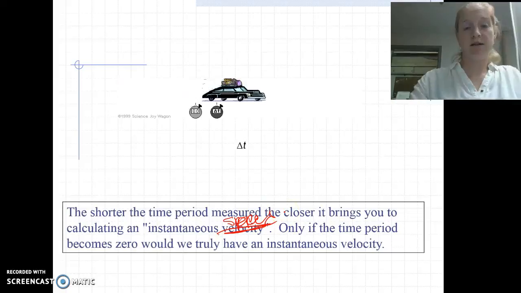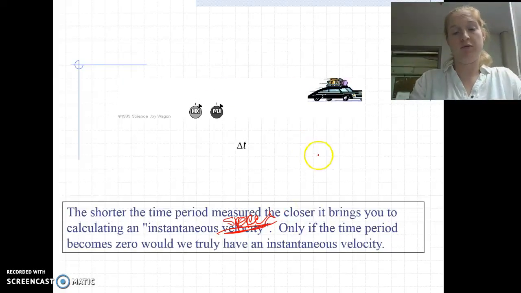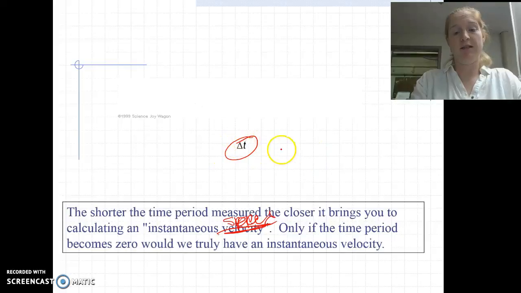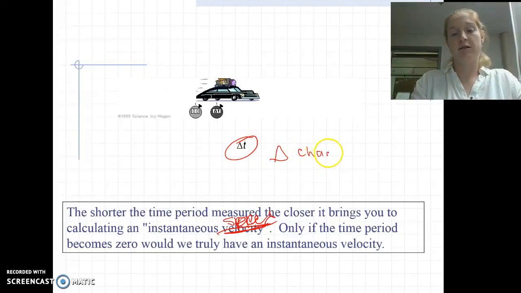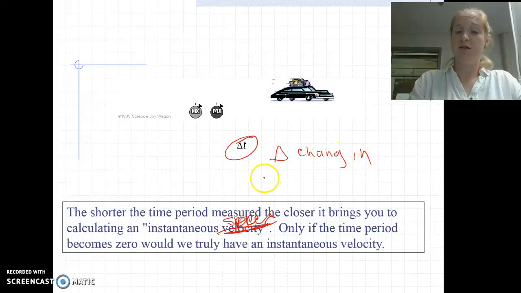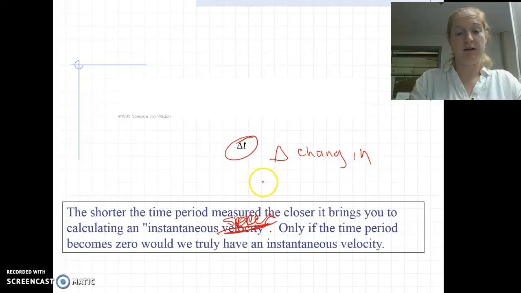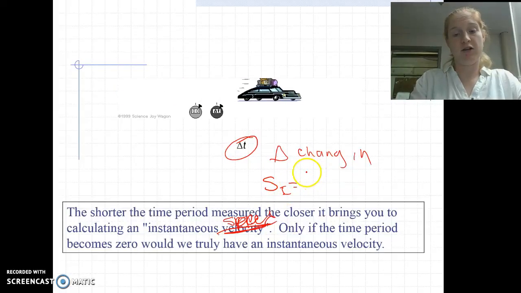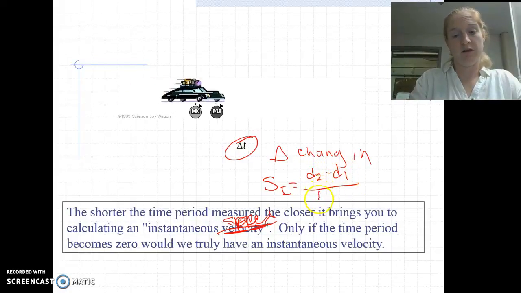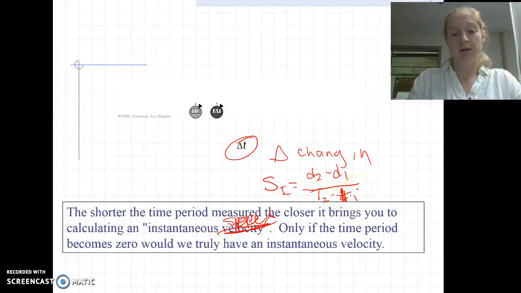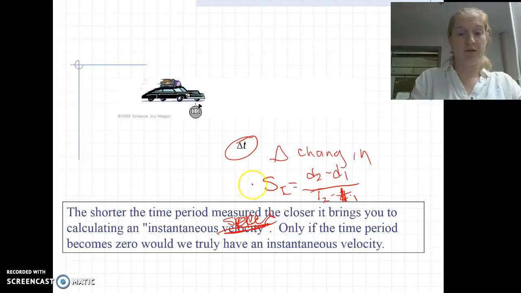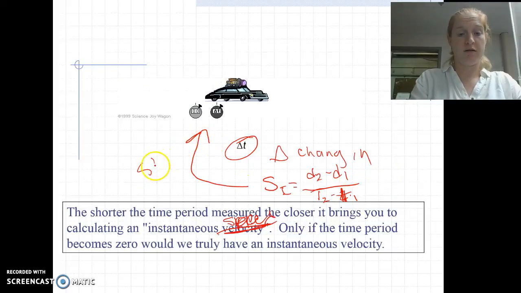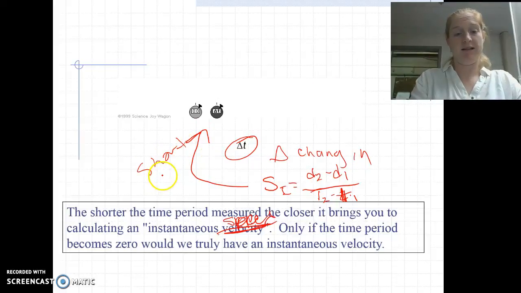Okay, we calculate the speed, instantaneous or average, by using change in distance over change in time. Delta is change in. So the equation you need here for instantaneous speed is the change in distance, d2 minus d1, over t2 minus t1. And this is a very short time interval, like a second or two.